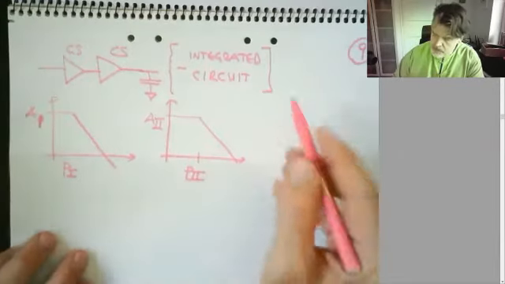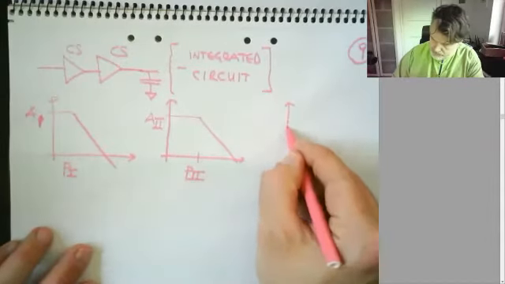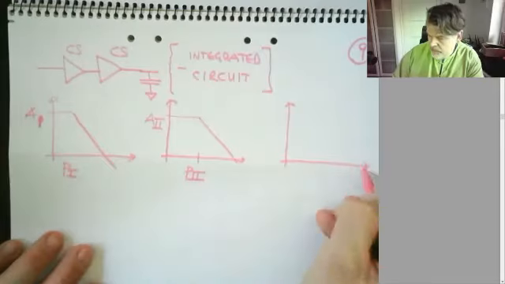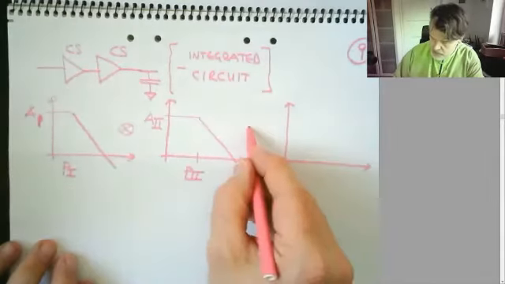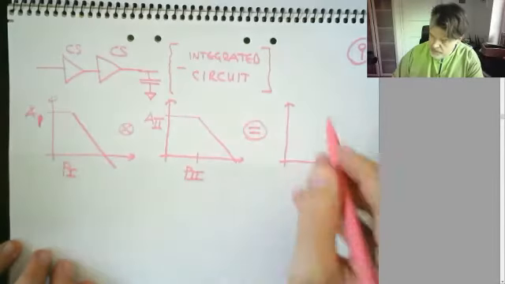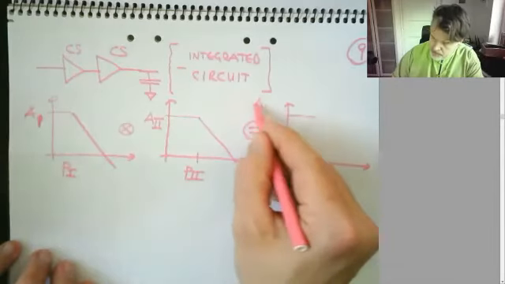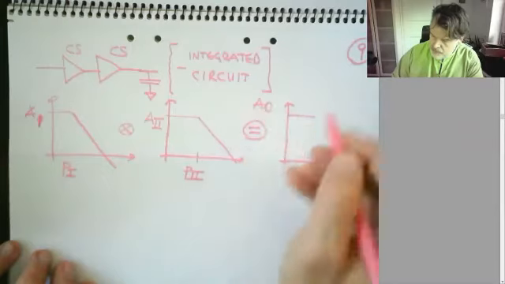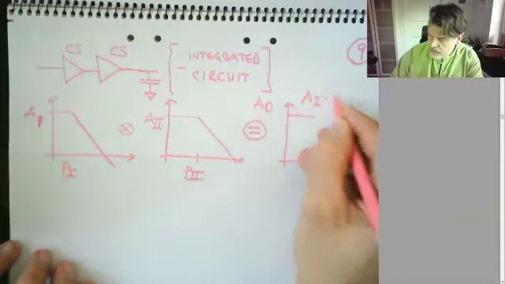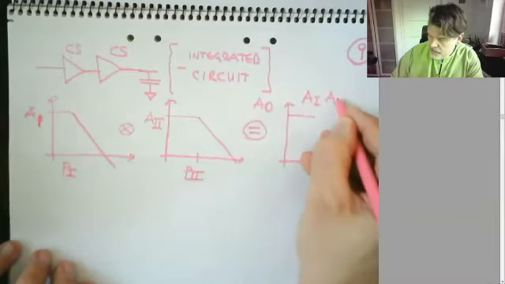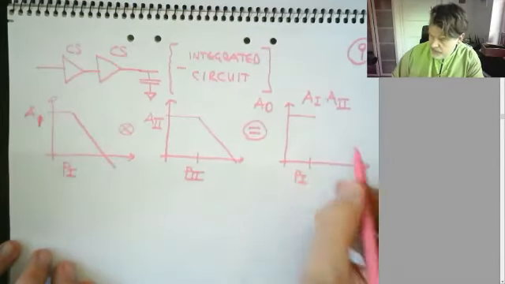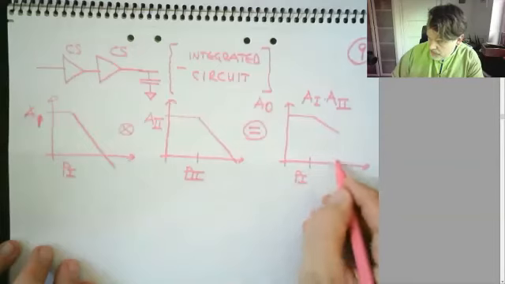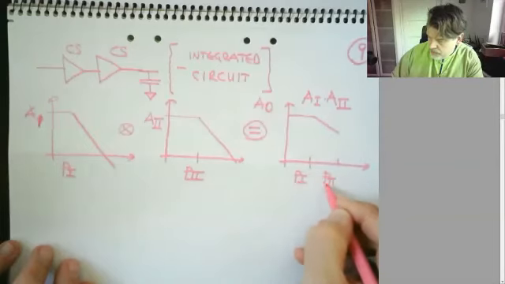And then I combine them. That's going to be the multiplication of those two because they are in series. So I will get A0 total being A Roman 1 times A Roman 2. And then I will have P Roman 1, and then maybe P Roman 2, quite close to each other.